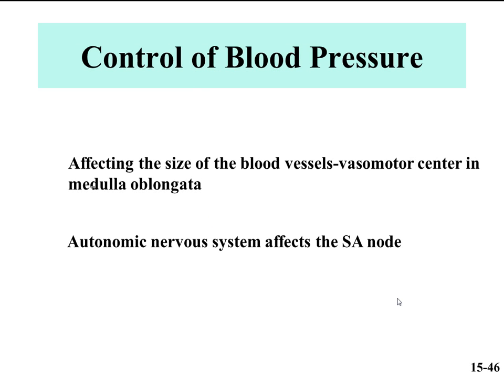Control of blood pressure, we just mentioned some of these things. Affecting the size of the blood vessels, the vasomotor center in the medulla oblongata. And the autonomic nervous system affects the SA node, the sinoatrial node, that will affect heart rate. And the medulla oblongata controls those smooth muscles within the vessel, and the vasomotor center.